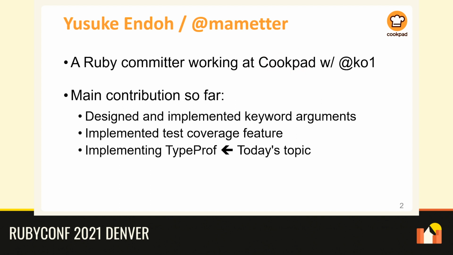Our company, CookPad, has employed two Ruby core committers, Koichi Sasada, who is an author of the current Ruby's VM, and me. My main contribution for Ruby is the design and implementation of keyword arguments. I first implemented keyword arguments for Ruby 2.0, and I was involved in the redesign for Ruby 3. I also implemented coverage.so, which is Ruby's test coverage feature. You may have used SimpleCov, which uses coverage.so as a backend. And my recent contribution is the implementation of TypeProf. This is today's topic.